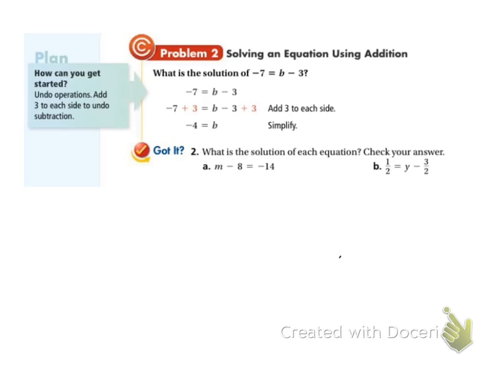Alrighty, I'm going to solve equations again. This time I'm just using addition. So I have m minus 8 equals negative 14. I need to get m alone, so I need to add the 8 to both sides. I was subtracting. The opposite of subtracting is adding, so I'm adding 8 to both sides. That'll cancel off, and I get m is equal to negative 6.